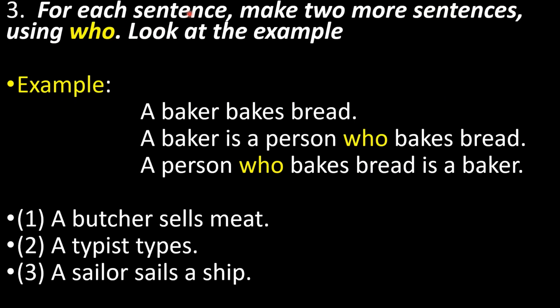For each sentence, make 2 more sentences using who. Look at the example. A baker bakes bread. A baker is a person who bakes bread. A person who bakes bread is a baker. A butcher sells meat. A butcher is a person who sells meat. A person who sells meat is a butcher.